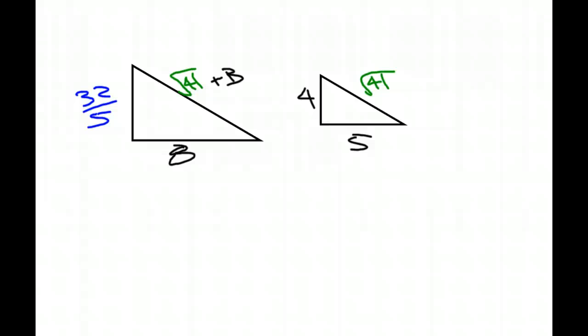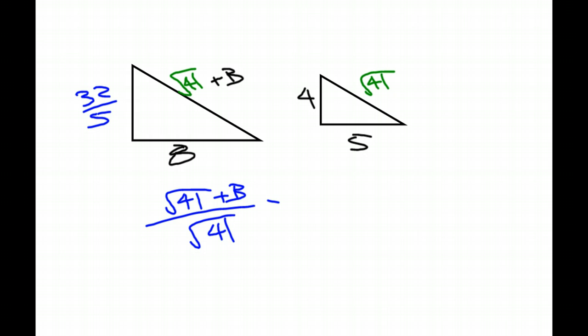Okay, you've got a couple options here. You can do proportions. We could write b plus the square root of 41 over the square root of 41, hypotenuse to hypotenuse, equals 8 over 5. And cross multiply.